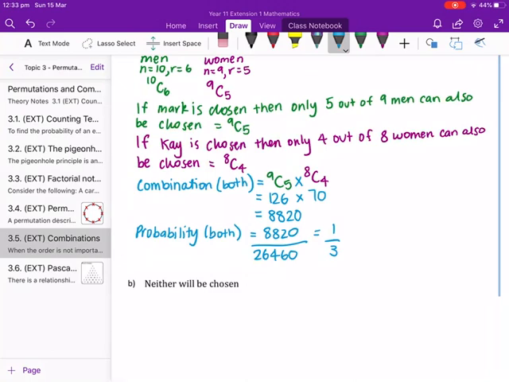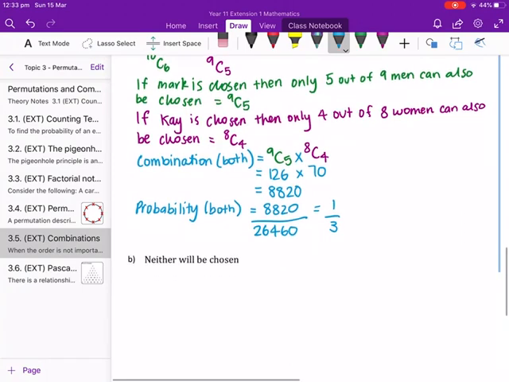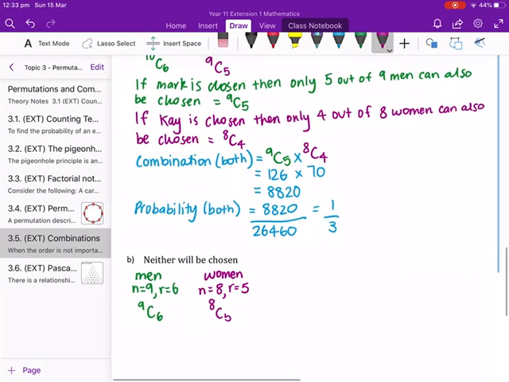Then we have the probability that neither K and Mark will be chosen. So for K and Mark not to be included, then 5 out of the other 8 women and 6 out of the other 8 men will be chosen. So for men, if they're not chosen, it will be out of 9, since Mark has been taken off. And that means that 6 other men will be chosen, so it'll be 9 choose 6. And for the women, if K is not chosen, there's 8 women left with 5 places available. So it will be 8 choose 5.